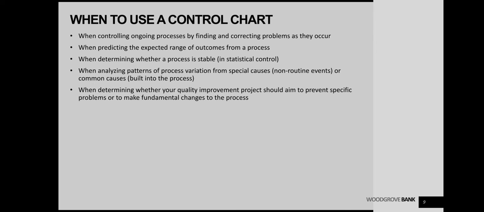When to use control chart? When controlling ongoing process by finding and correcting problems as they occur. When predicting the expected range of outcomes from a process. When determining whether a process is stable in statistical control. When analyzing patterns of process variation from special cause, non-routine events, or common cause built into the process. When determining whether your quality improvement project should aim to prevent specific problems or to make fundamental change to the process.